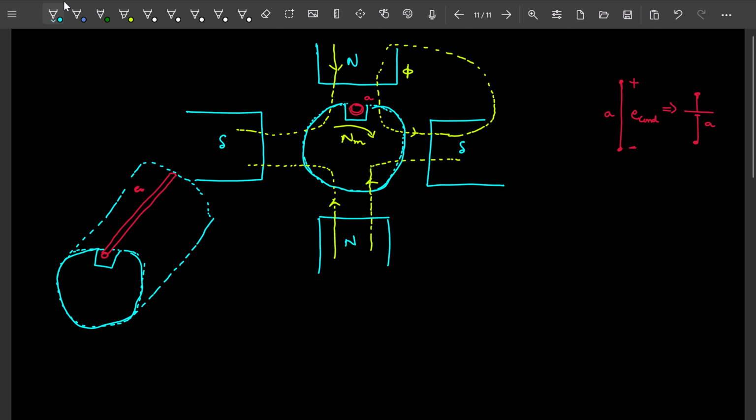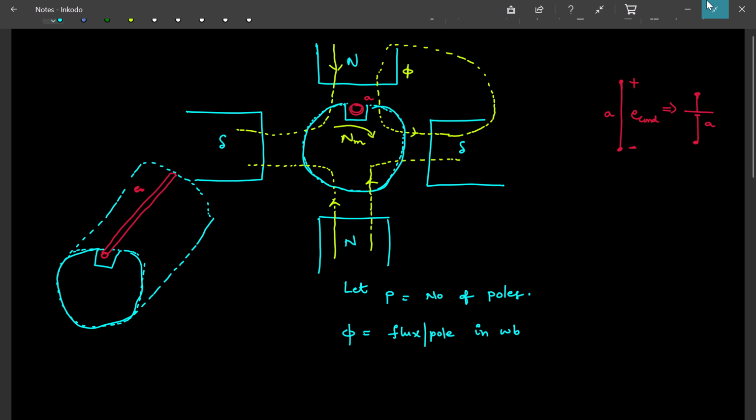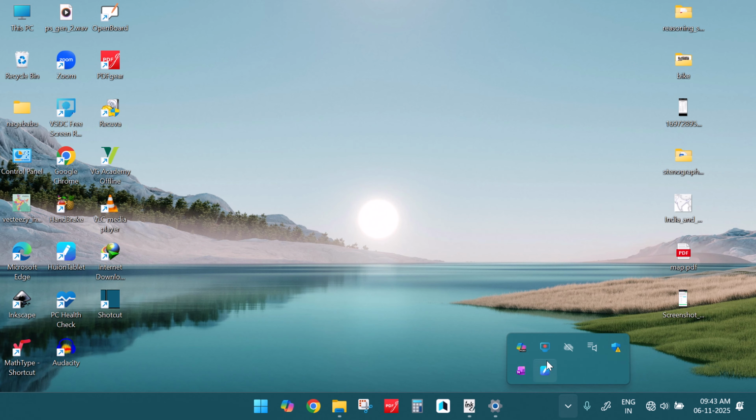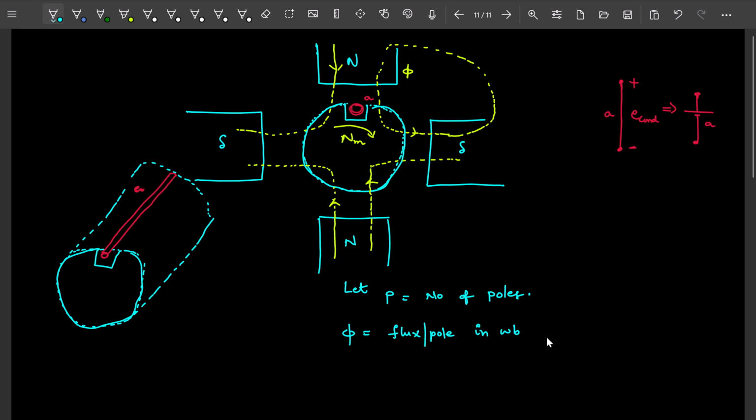Let us say it is a 4-pole machine. Let P be the number of poles in the machine. Then phi is nothing but the flux per pole in Weber.